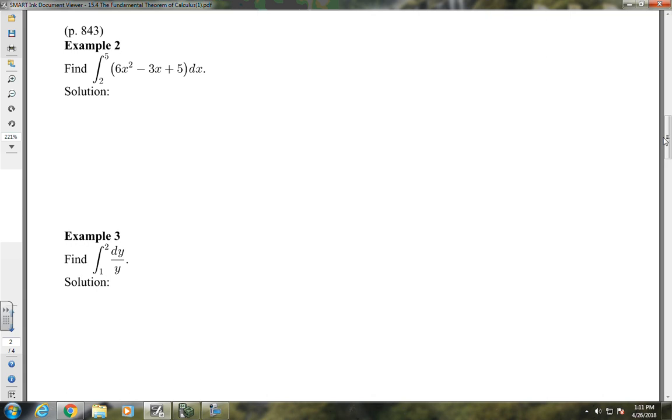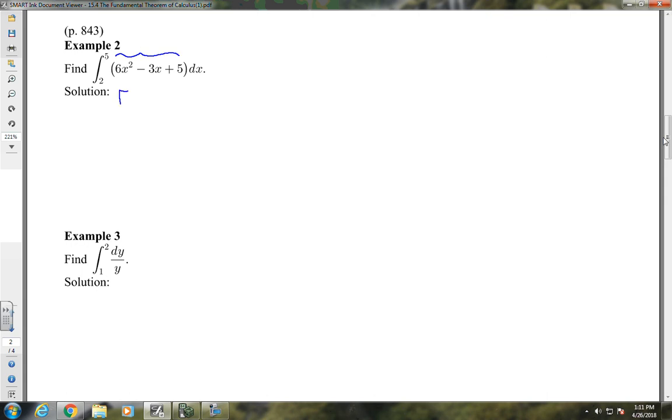When you're ready to begin example 2, notice that we're calculating a definite integral. So I have limits on my integral sign. A lower limit of integration, that's the 2, and the upper limit of integration, that's the 5. So we're going to execute this in a couple of steps. The first thing I want to do is find the antiderivative, just like I normally do in an indefinite integral.